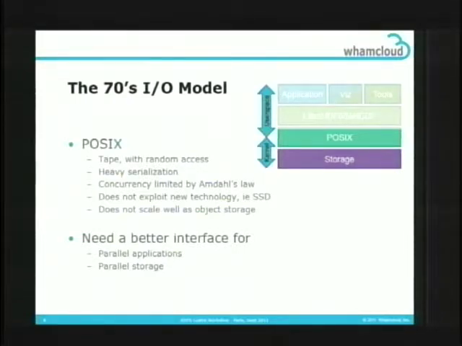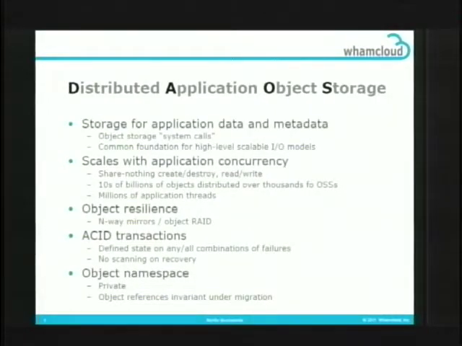In addition to that, and this was mentioned earlier, the POSIX namespace works well at human scale. It doesn't work well when you're creating billions of objects, and using the name as metadata is the wrong thing to do. So we need a better interface between the parallel storage and the parallel applications. What we're proposing to do with Lustre is to create distributed application object storage, or DAOS for short.